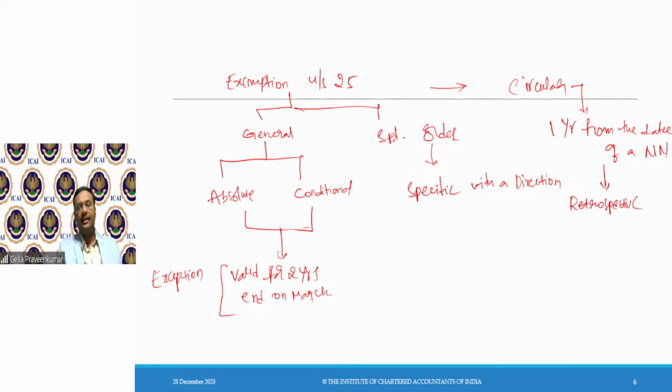And the impact of this circular is retrospective in nature. When a circular is given, it will have weightage as if from the day the notification came into picture, this understanding or clarity comes into existence. These are the basic provisions which we discussed in our previous class. Now, I have marked some MCQs for our preparation purpose.